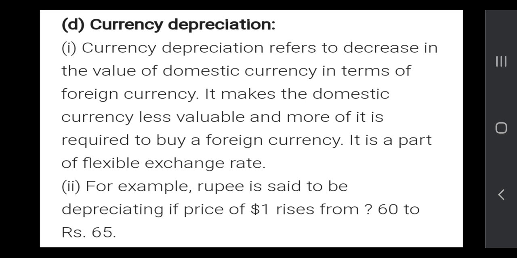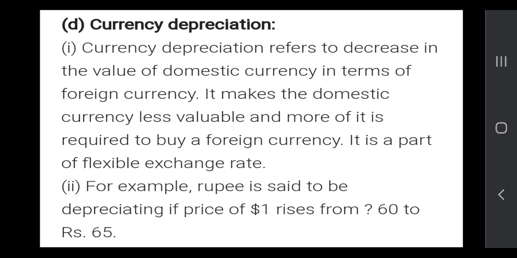Currency depreciation. As in fixed exchange rate system we discussed devaluation, currency depreciation is the part of flexible exchange rate system. There is difference between devaluation and depreciation. Devaluation means government will decrease the value of currency, but currency depreciation refers to decrease in the value of domestic currency in term of foreign currency.